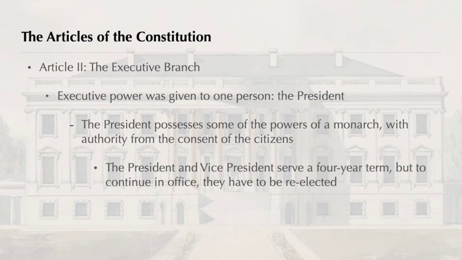While the powers of the legislative branch are shared by hundreds of members of Congress, the framers gave the power of the executive branch to one person, the President. By establishing the office of President, they created something very new in the world, a leader who has some of the strengths of a monarch, but whose authority is based on the consent of the people. In order to continue in office after their 4-year term, both the President and the Vice President have to be re-elected.